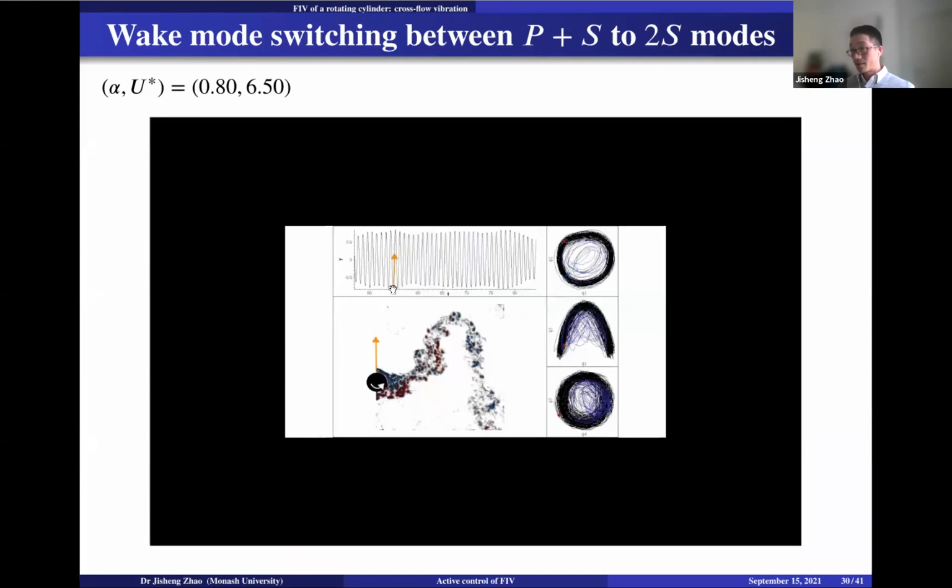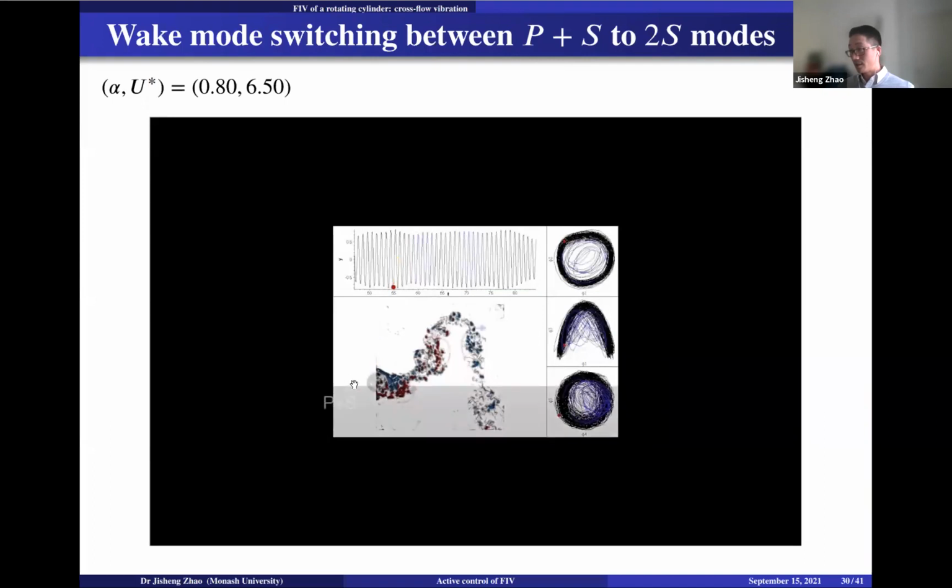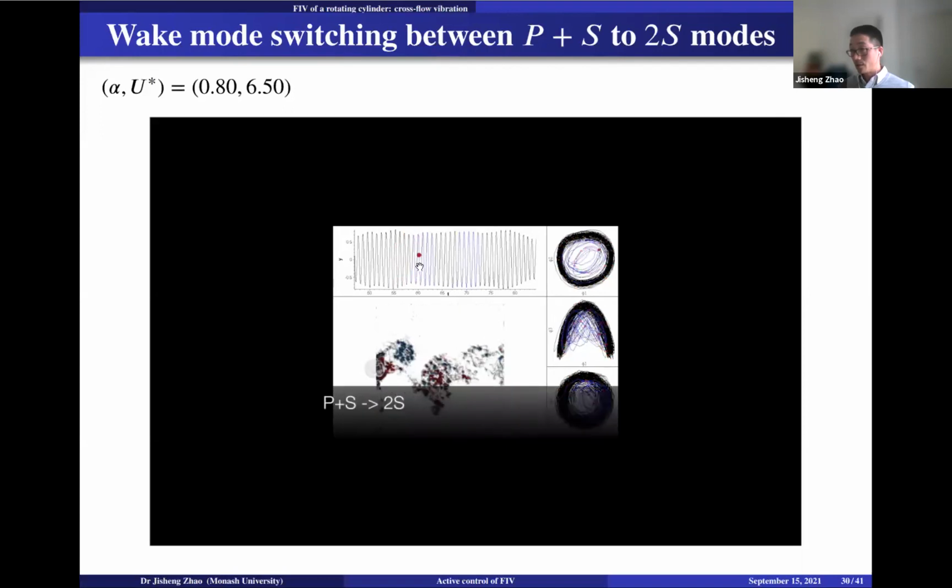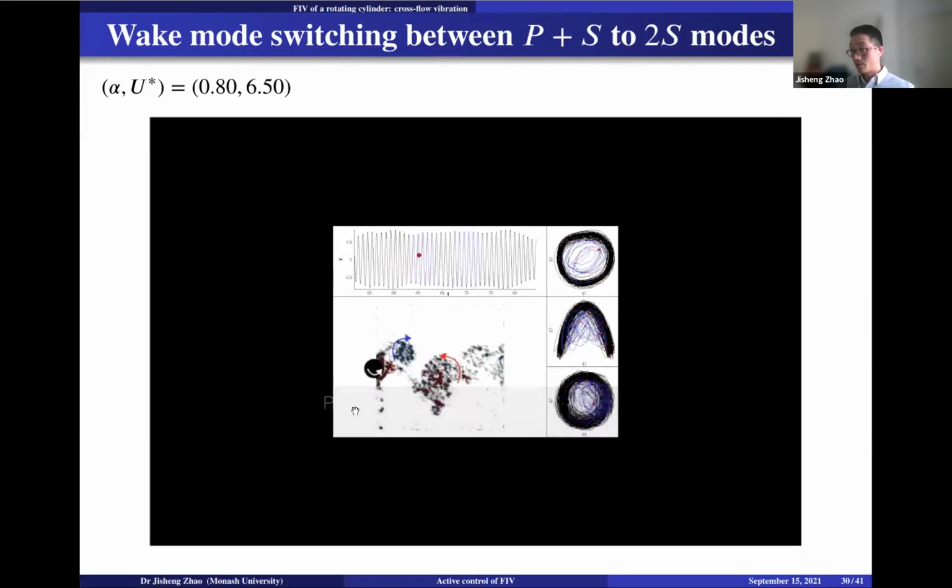So the top point is the cylinder position. It will start to oscillate. And these plots are the POD modes. We plot the phases between the two different POD modes. So when it enters the blue zone here, we have a P plus S mode.